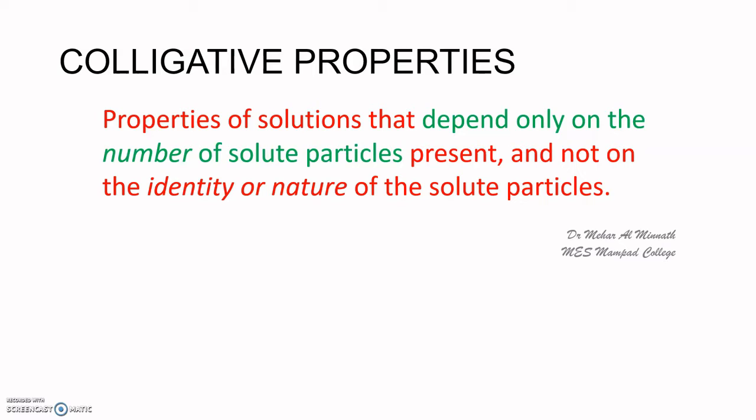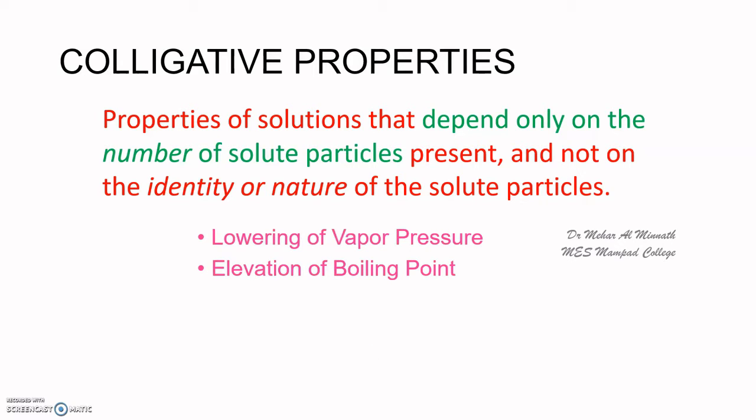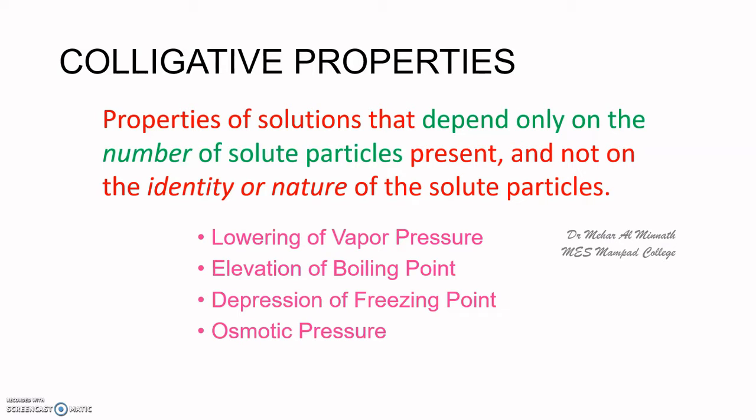And we have got 4 types of colligative properties. They are lowering of vapor pressure, elevation of boiling point, depression of freezing point, and osmotic pressure. The first 3 colligative properties we have already discussed. Today we shall be moving on. In this video we shall discuss osmotic pressure.